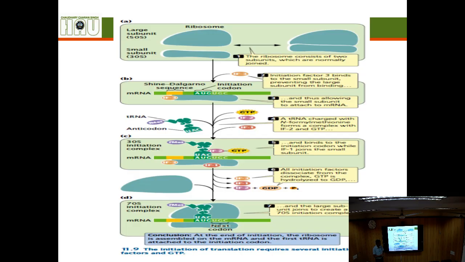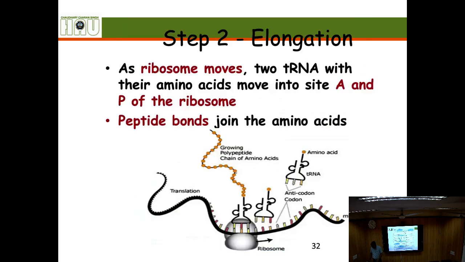That is the first step, the initiation of translation. After this, the second step is elongation. The ribosome moves with the two tRNAs and their amino acids. The tRNA molecules with amino acids attached come to the A site, and the peptide bond formation between the two amino acids that the tRNAs are carrying takes place.